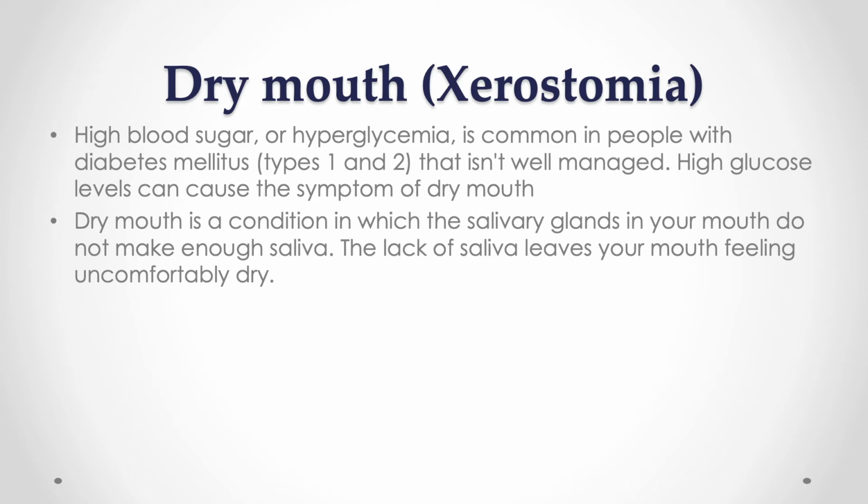So moving on from thrush in the mouth to a different type of oral condition, called xerostomia. It's where you basically get dry mouth. In diabetics, whether type 1 or type 2, you get high blood sugar, known as hyperglycemia. And if you get too much sugar inside, it can cause symptoms of dry mouth. The salivary glands, of which you've got 3 sets in your mouth, just secrete less saliva. It is affected somewhat in diabetes, and they don't make enough saliva.